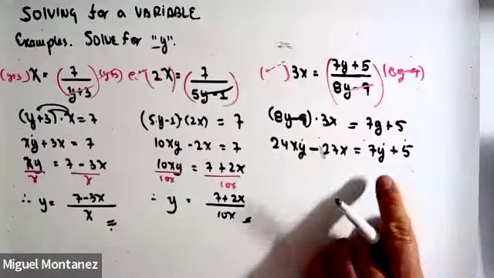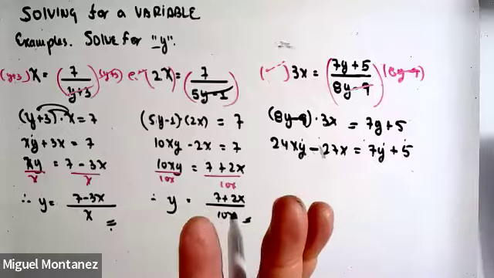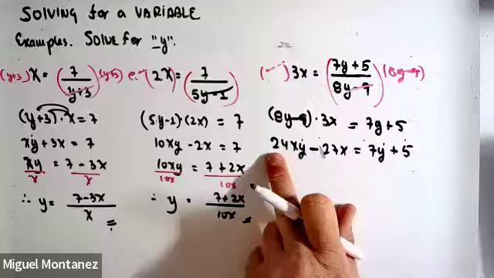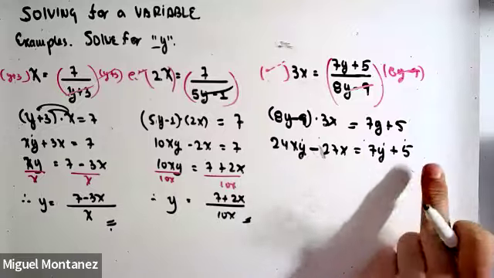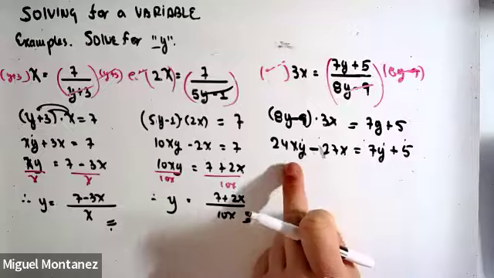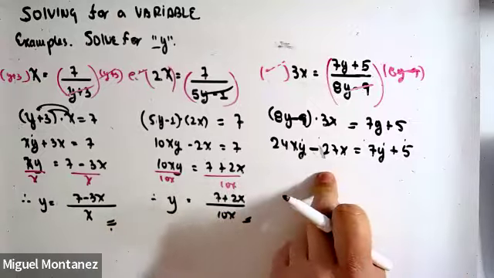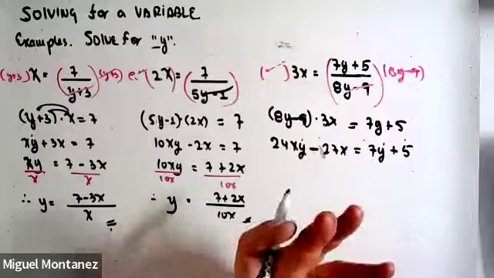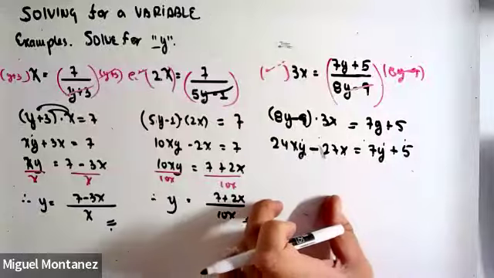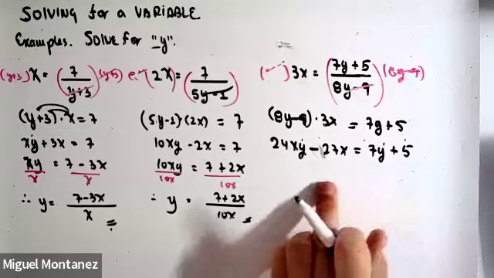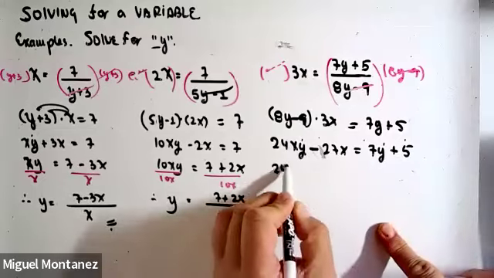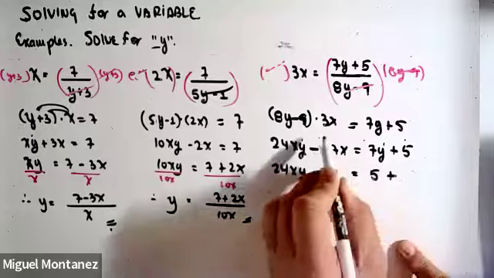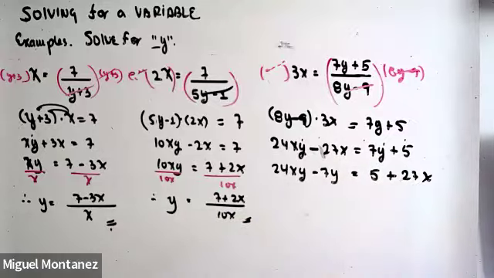For example, if I want to move the y's to the right, this one becomes negative here, and the 5 becomes negative on the left. So I'll end up with negative 5 minus 27x equals 7y minus 24xy. Three terms will be negative. So in this case, it's better to have the y's on the left-hand side. So we subtract 7y. We have 24xy minus 7y equals 5 plus 27x.